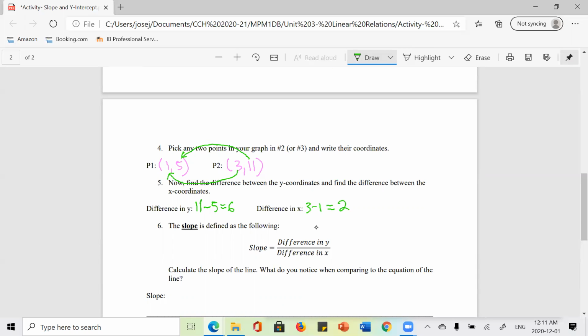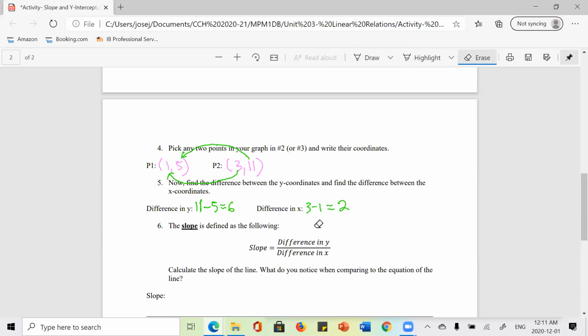And again, you need to be really consistent with this. We could do the difference of the 2 points as 5 minus 11, but if we decide to go this direction, we have to be consistent and do 1 minus 3 as well. But I decided to do 11 minus 5 and then divide that by 3 minus 1. So what we're going to do next is, I just made a little error there.